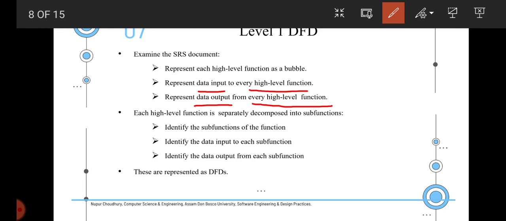Similarly, if we need to further decompose these bubbles, we shall have to identify the sub functions of the function, the data input to each of the sub functions, and the data output from each of the sub functions or each of the high level functions. So likewise we have to go on breaking down each of the bubbles or each of the processes until they stop somewhere. Now where do we stop breaking down or decomposing these bubbles? Until and unless these processes can be represented using a set of instructions or an algorithm.